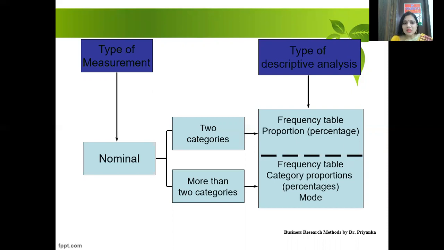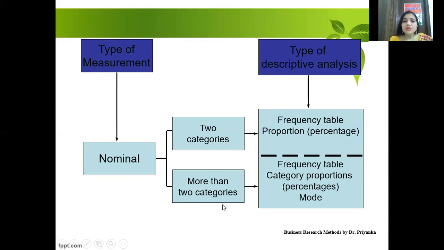Now coming to the nominal scale, if you have got two categories in that particular scale, then either you can go with a frequency table or proportion, that is percentages. For example, two categories can be male and female. If you want to check what the perspectives are from the male point of view and from the female point of view, then you can say that there are two categories of people, one is male and another one is female. Then you can go with frequency table generation or percentages.